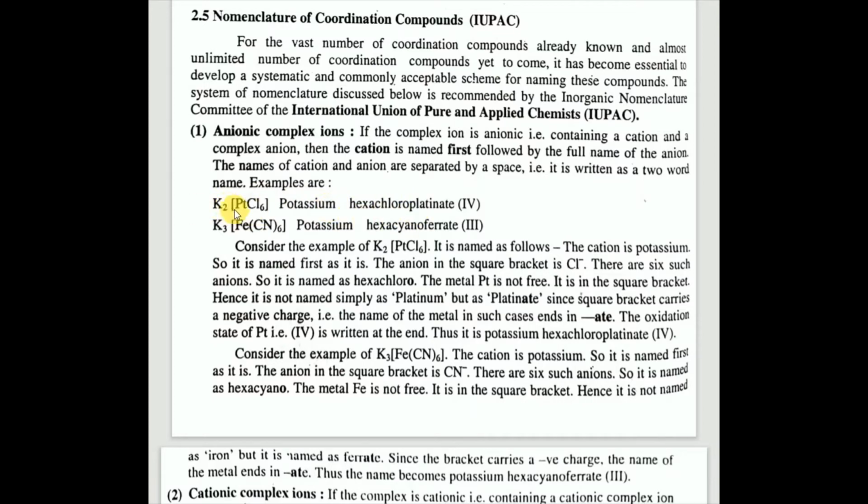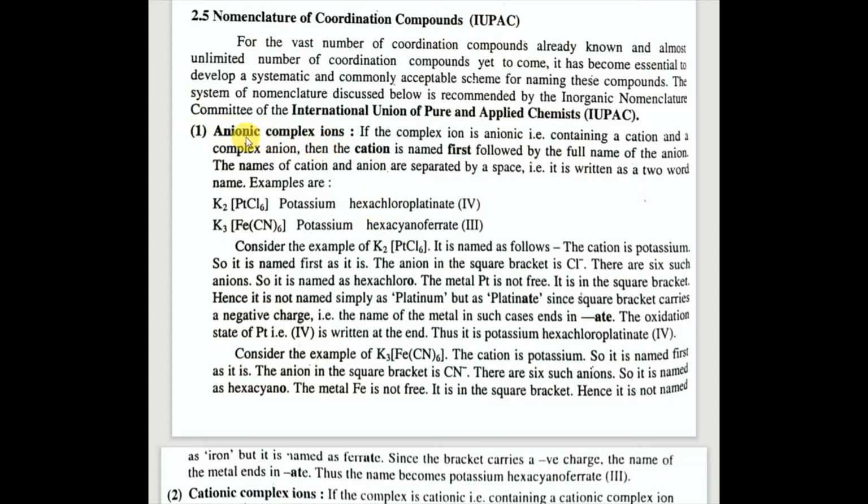See here, in this particular example, K2PtCl6, this is potassium, K2, and on ionization it gives PtCl6 2 minus. It is the anion. So according to this rule, first we write the name of the cation. The cation is potassium. So we write potassium, then a small space, and then write the full name of the anion. In square brackets, there are 6 chlorine and this is the platinum metal. Therefore, its name is hexachloroplatinate. And finally, we write the oxidation state of the central metal in small brackets in Roman numerals. So this is the IUPAC nomenclature rule to write the name of complex anions.